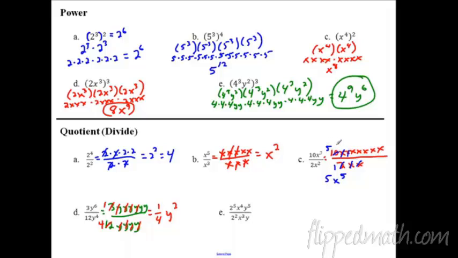If you wanted to write this one as 5 over 1 x to the 5th, that's cool. It's technically true, but 5 over 1 is just 5, so I didn't write that out. Very good. And sometimes the fraction doesn't even reduce. You're just kind of stuck with it.